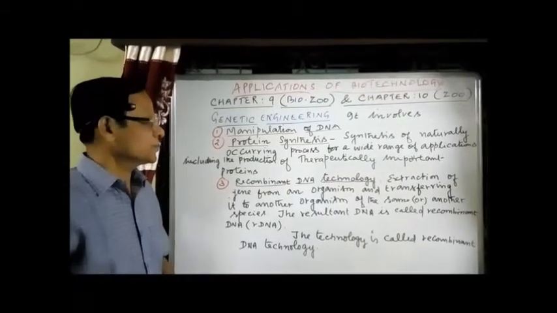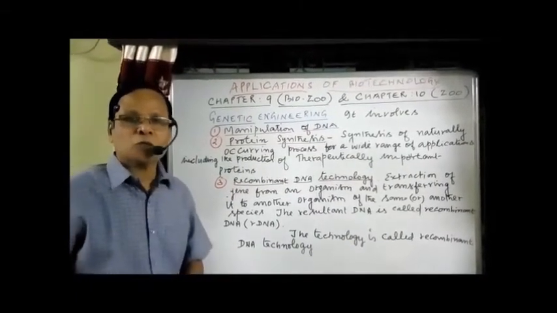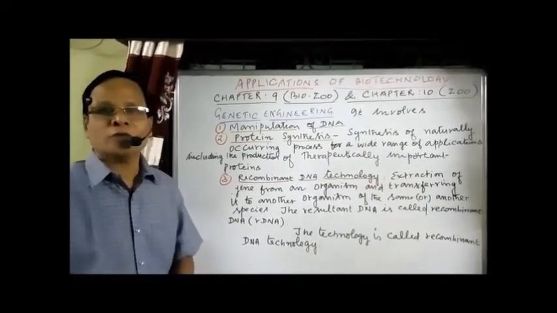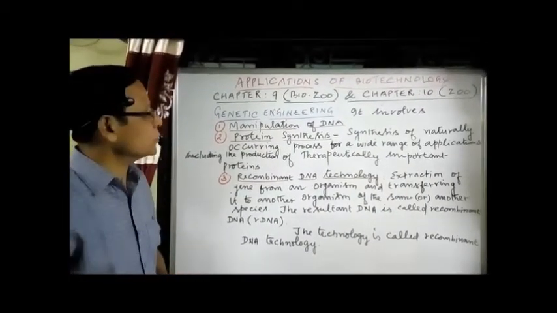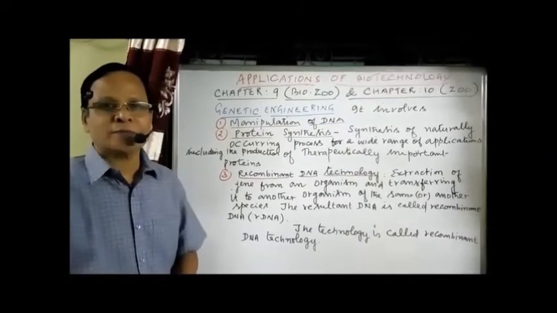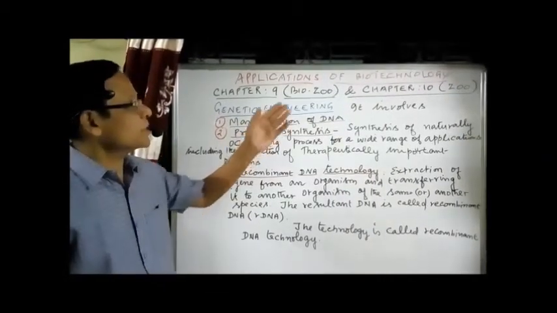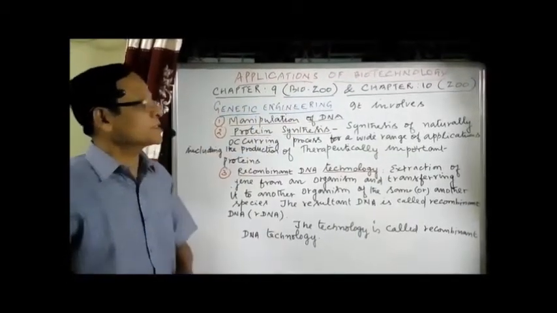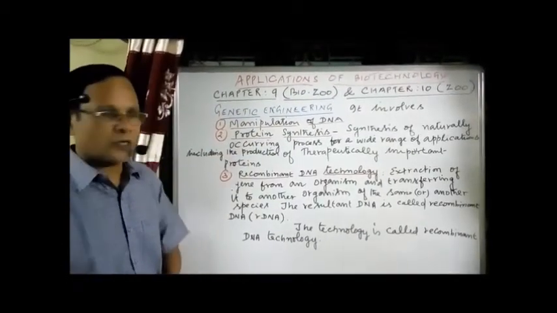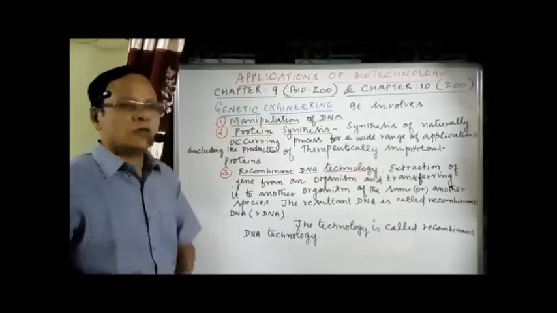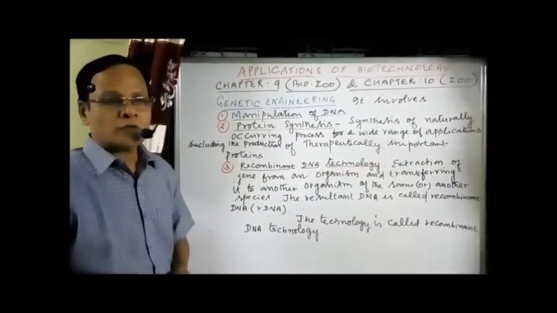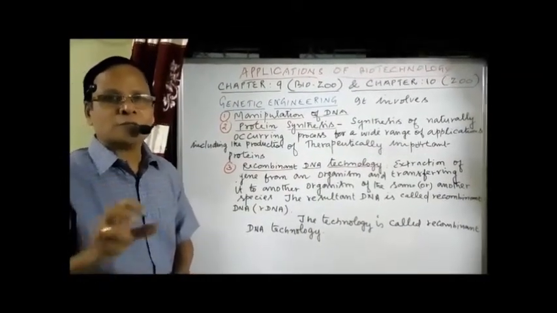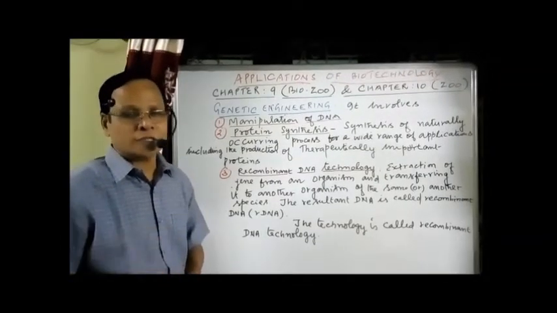Dear students, in the last chapter we concluded microbes in human welfare. Now we have to go on to the next chapter, applications of biotechnology. That is chapter 9 in botany and chapter 10 in zoology accordingly. We already studied the principles and process of biotechnology in botany.